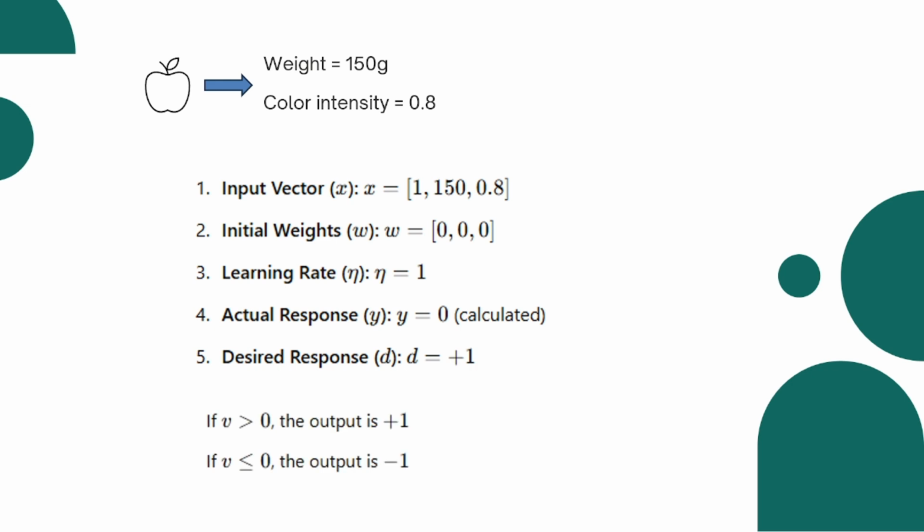The desired response is the correct output that the perceptron should ideally produce for a given input. This is usually provided as part of the training data. It is the label, or the true category, that corresponds to the input example. For example, if we are classifying fruits and the training input represents an apple, the desired response would be +1. In our case, the desired response for the current fruit, apple, is d = +1.